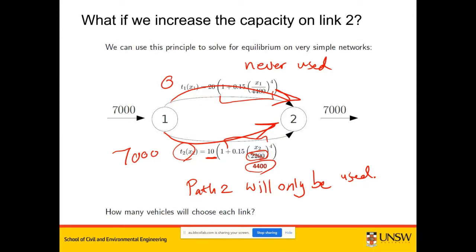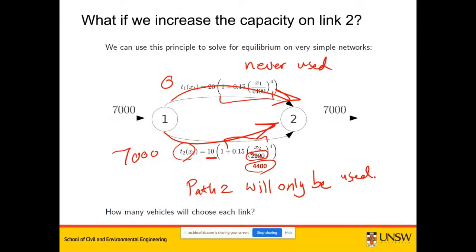And that is still equilibrium, because what user equilibrium says is that the used paths will have equal travel times. So if a path is not used, you don't have to worry about it. Its travel time does not have to be equal to the travel times of the used paths. Or in better terms, if a path is not used, that means it must have a higher travel time than the used path.